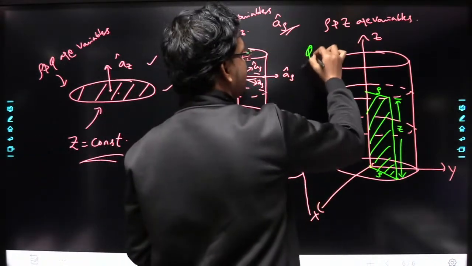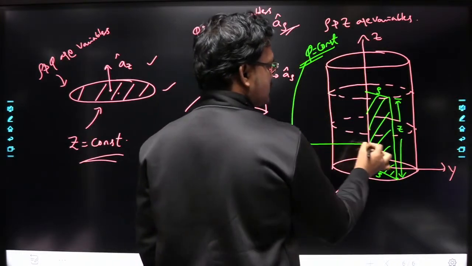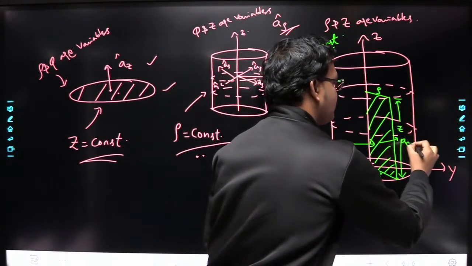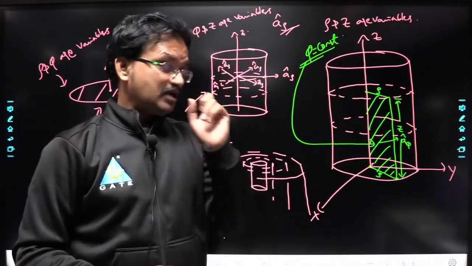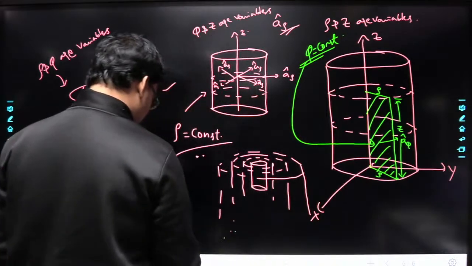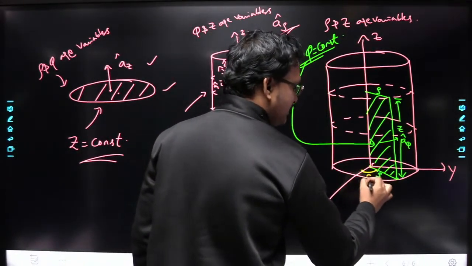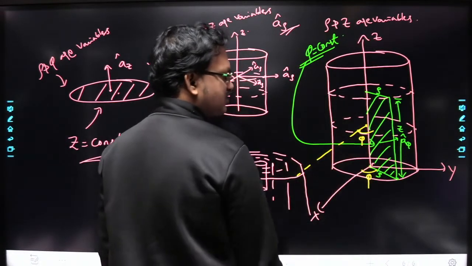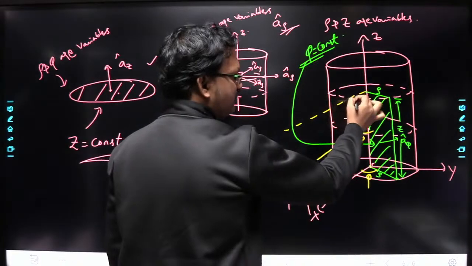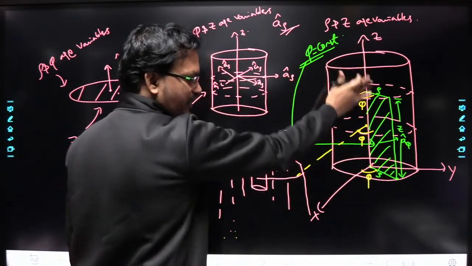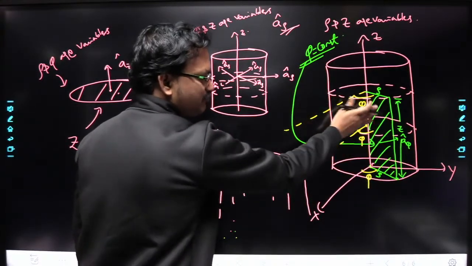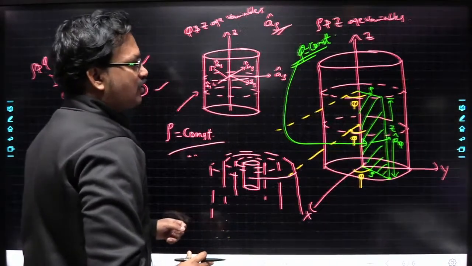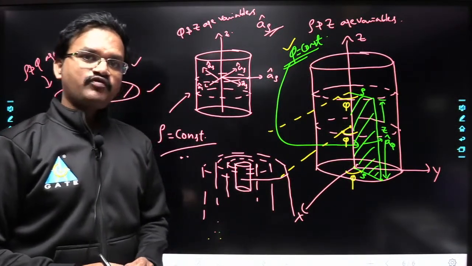Here, what is constant? This is nothing but the phi equal to constant plane. So this rectangle is the phi equal to constant plane. That means the direction of this rectangle is going to point in the phi cap direction. Now see why we are calling it the phi equal to constant plane. The angle here is nothing but phi. If you draw a line parallel to the x axis, this angle is also nothing but phi. So throughout this plane, the angle made with respect to the x axis is phi. Yes or no? So phi is constant over this plane. That's why we call it the phi equal to constant plane.